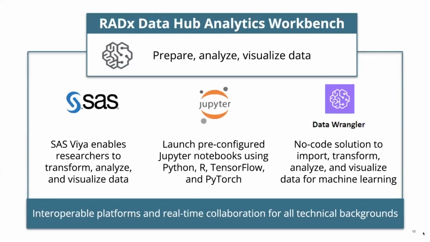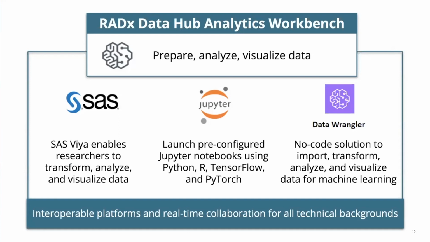To work with the data within the RADx Data Hub, users have access to a cloud-based analytics workbench that they can use to merge, parse, analyze, and visualize data. The workbench is powered by Amazon Web Services, or AWS SageMaker Studio, and has several tools available, such as Jupyter Notebooks, Python, R, TensorFlow, and PyTorch. Users can access their approved RADx data files and also upload their own data to the workbench.